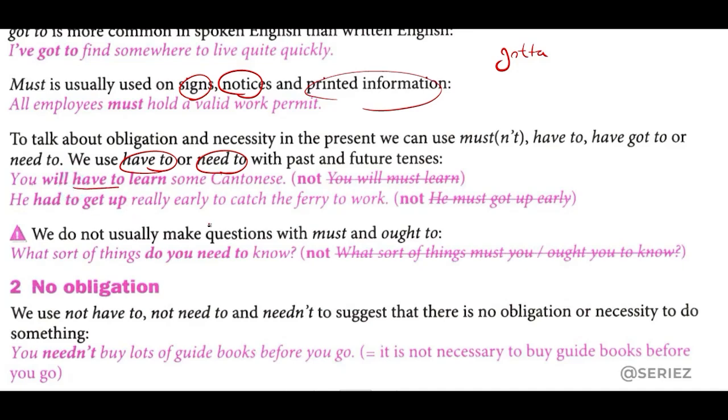He had to get up really early to catch the ferry to work. He must got up غلط. گفتیم که بعد از must چون افعال مداله فعل به صورت ساده میاد، گذشته نمیاد. پس باید بگیم he had to get up. گذشته یه must میشه had to.